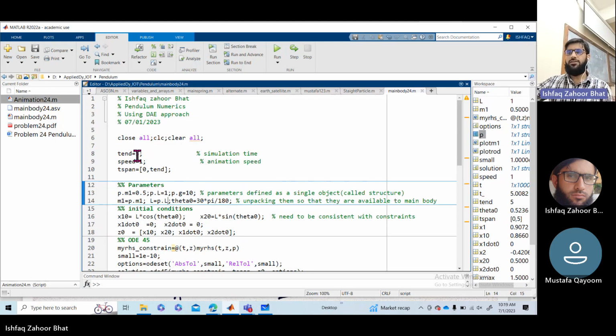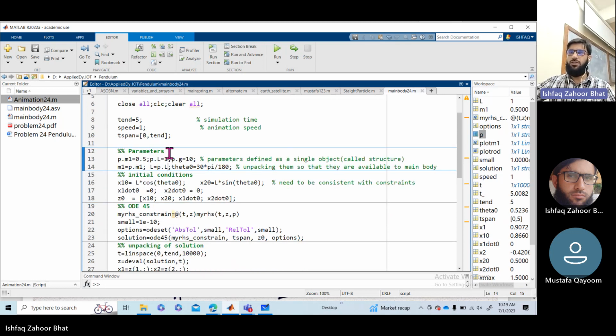Now T end is the simulation time for which you want to simulate. Speed is the animation speed. And t-span, see, I am writing t-span equal to 0 to T end. This will give us 0 and 5. So it means that we have to integrate. I will feed this to ODE.